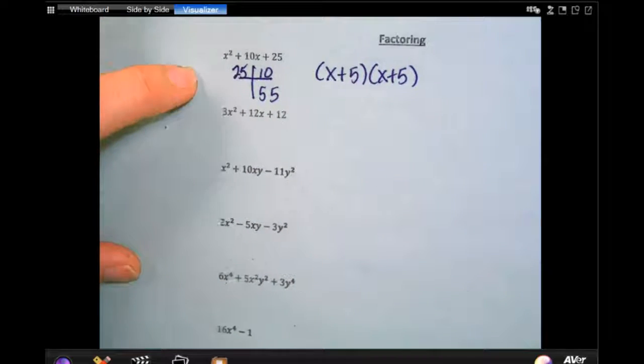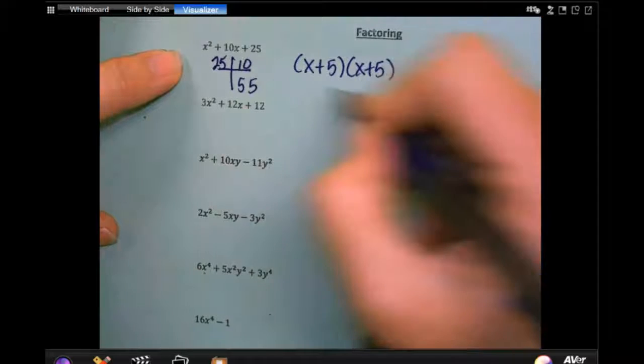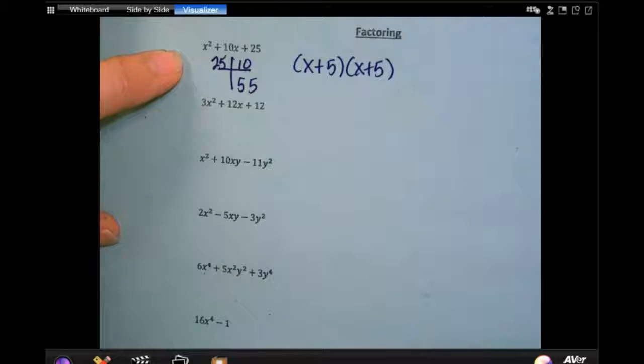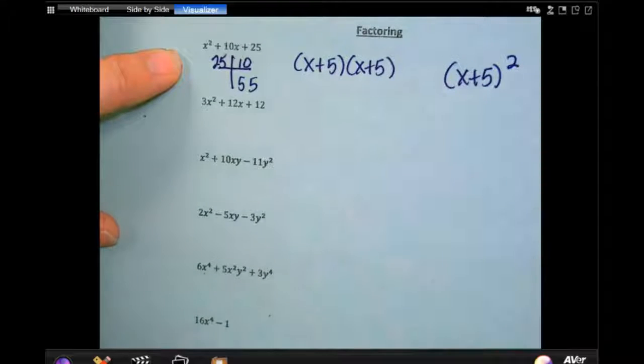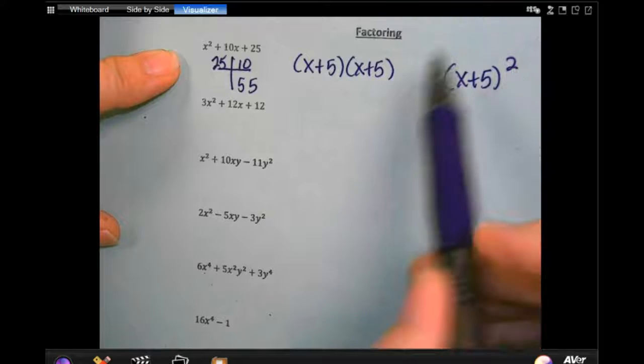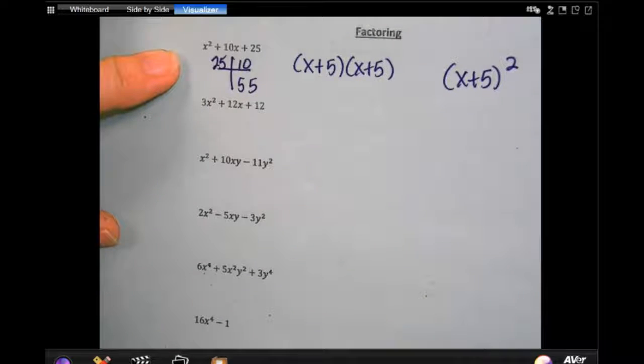So this is a perfect square as far as factoring goes, because I can write this as x plus 5 squared. Okay? These are the same thing. So this is just written as a perfect square, because it's the same, it's the times itself.